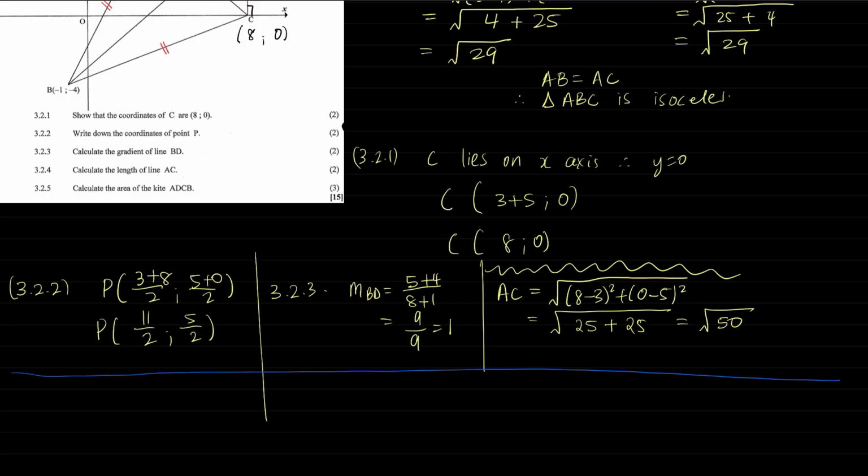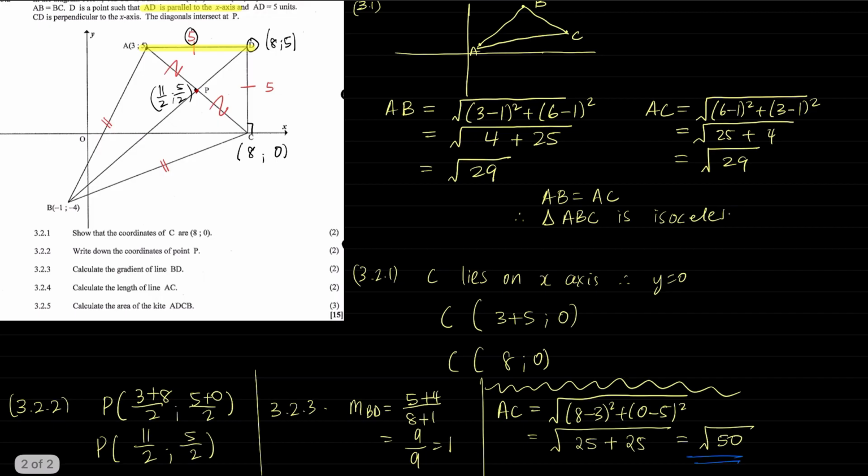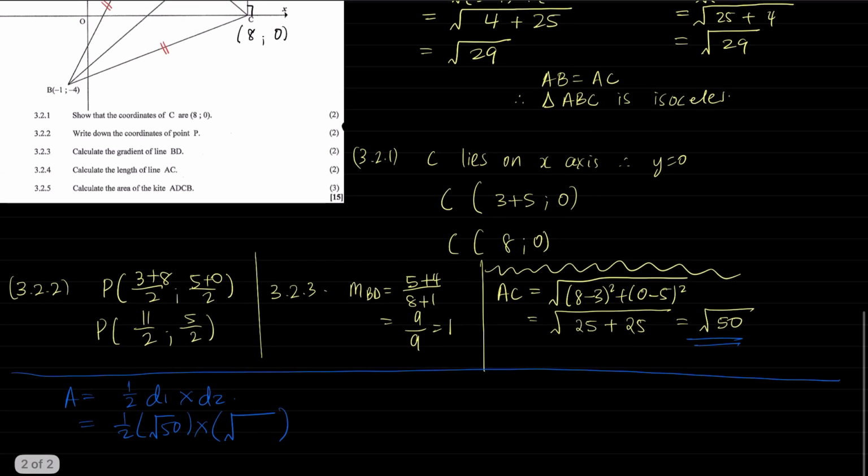Okay, that's not a problem. So now we need to remember how to calculate the area of a kite. The area of a kite, let's use blue, is equal to half diagonal 1 times diagonal 2. So half, we know diagonal 1, AC, is the square root of 50. And then times, we need to work out the length of the other diagonal. So the other diagonal is BD. So we need to work out the length of BD.